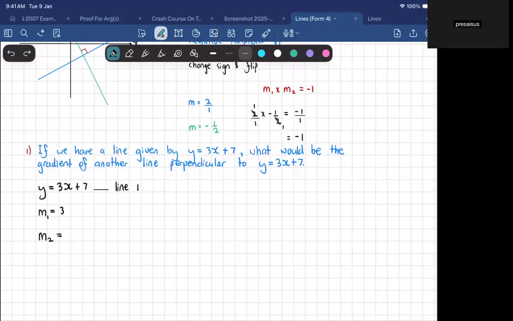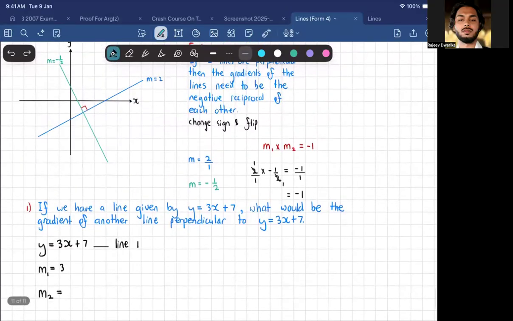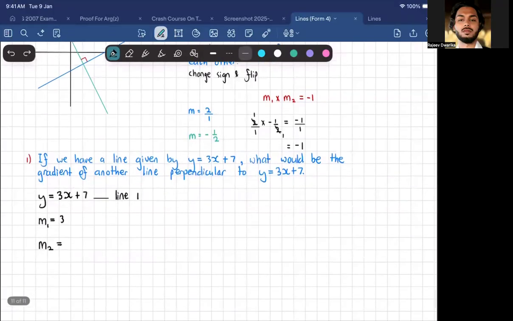I think so, sir. All right. So they said that the other line would be perpendicular to 3x plus 7. We found that the gradient is 3 for that line. Now, if two lines are perpendicular, then the gradients are the negative reciprocal of each other. So all that means is you're going to change the sign and flip it. It would be negative something, but it wouldn't be -3. You have to flip it.